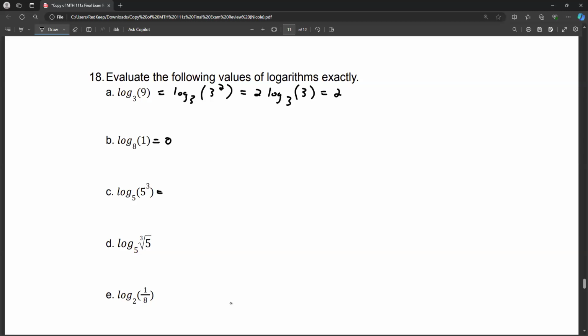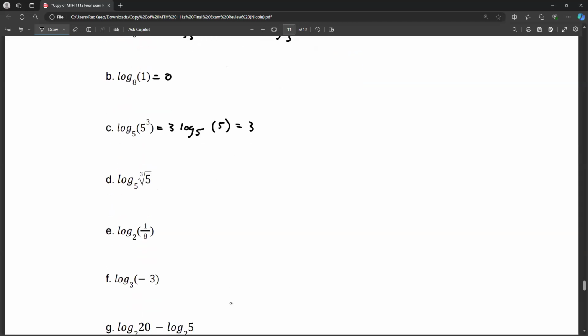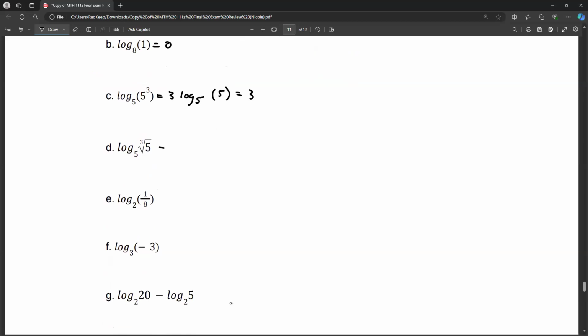Okay, so for question C, we can start by bringing down the exponent like so. And we know that log base 5 of 5 is equal to 1, and 3 times 1 is equal to 3. Part D requires that we write, well, at least this is how I thought of it, the cube root as a rational exponent. That was one of my first steps. And then I saw, okay, I can pull down the 1/3 out front of the log. And of course, log base 5 of 5, again, is just equal to 1. So we get 1/3.